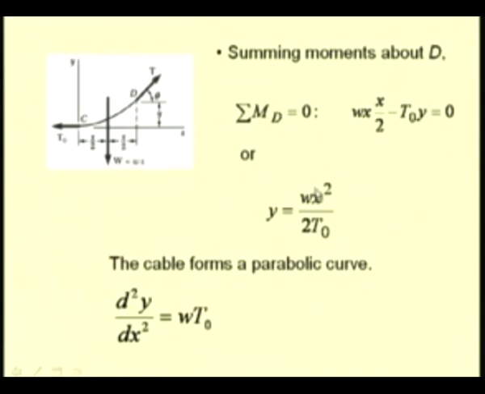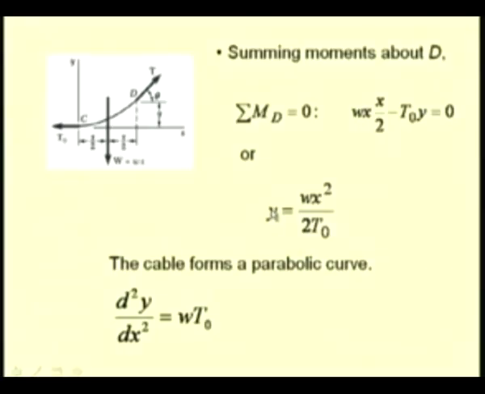And in some problems we may be given the end conditions in terms of the tangent or in terms of the curvature. In that case it is convenient to use the differential forms of this equation, that is either dy by dx or d square y by dx square. So, for this cable we have d square y by dx square as W by T naught.